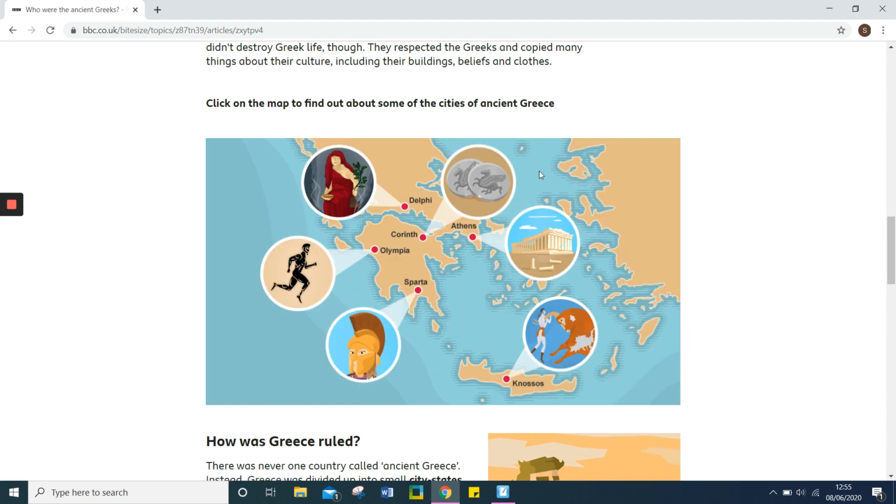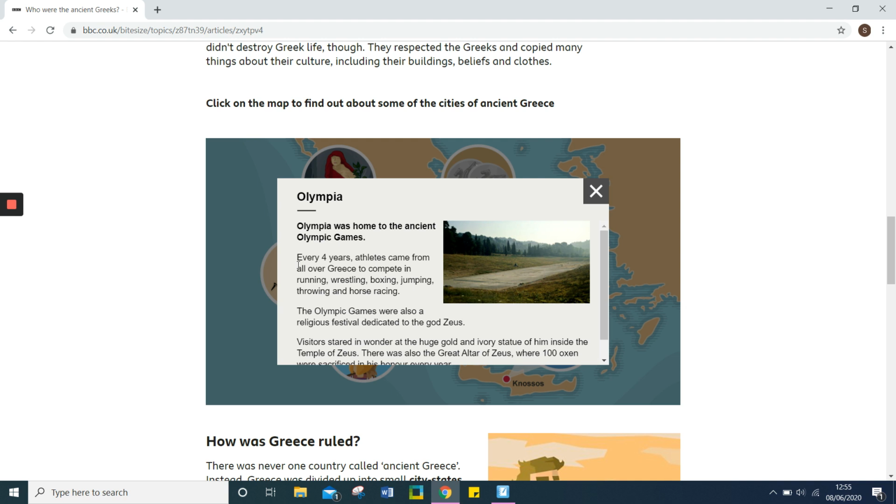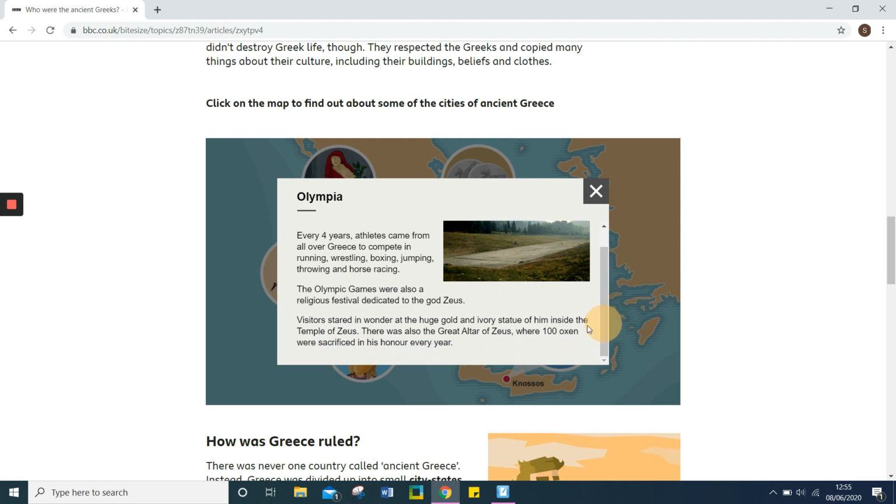Let's look at Olympia. Olympia was home to the ancient Olympic Games. Every 4 years, athletes came from all over Greece to compete in running, wrestling, boxing, jumping, throwing, and horse racing. The Olympic Games were also a religious festival dedicated to the god Zeus. Visitors stared in wonder at the huge gold and ivory statue of him inside the Temple of Zeus. There was also the great altar of Zeus, where 100 oxen were sacrificed in his honor every year.